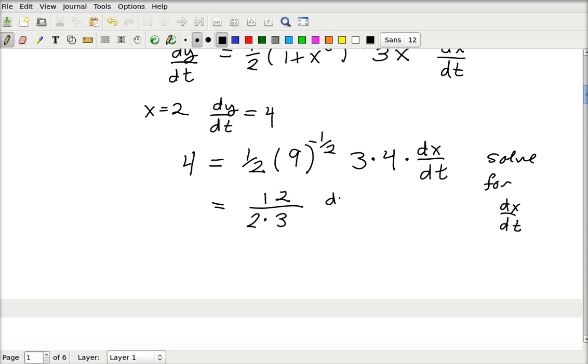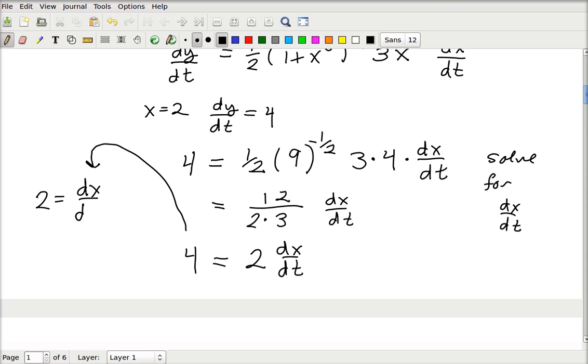And here I've got dx/dt. And what is this? This is 12 over 6. So all that stuff is really just equal to 2 dx/dt. And on the other side here is 4. And if it's okay with you, I'm going to finish up right here. So now just divide both sides of this equation by 2, and you get 2 is equal to dx/dt. And you're done.